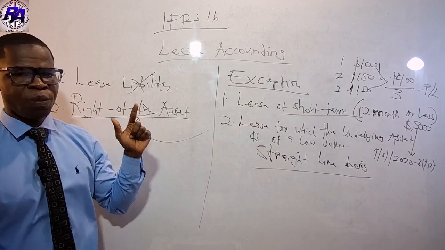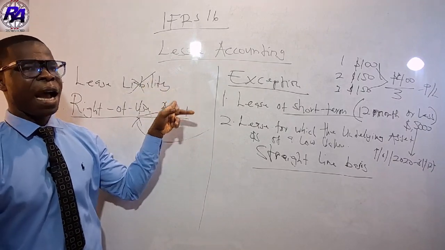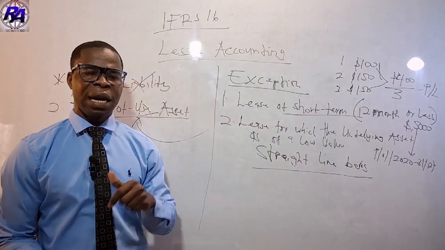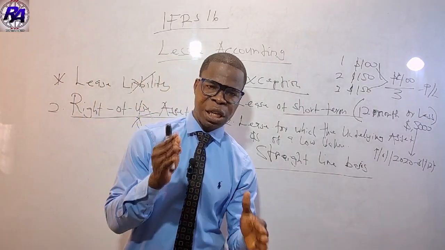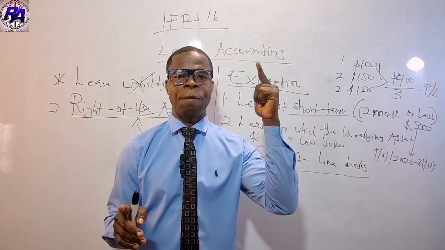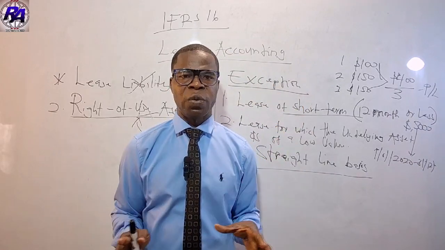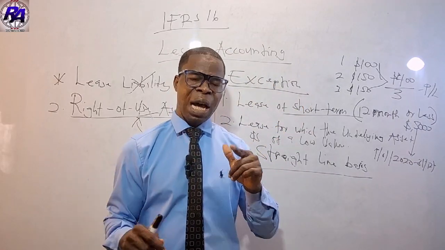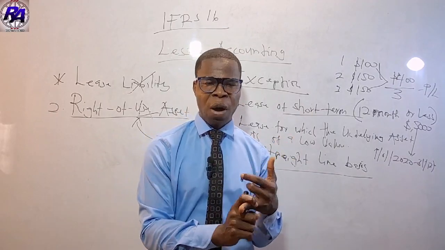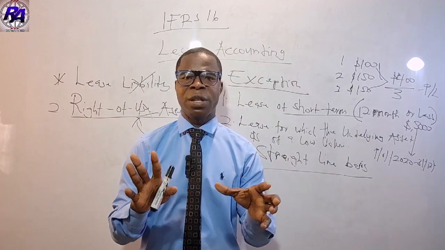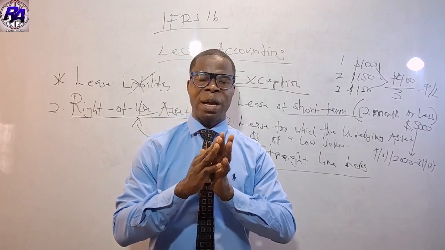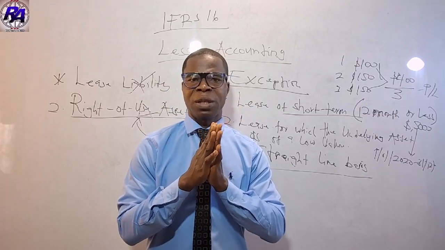Now let's look at how to measure the right of use asset and a lease liability. We will look at the initial measurement and a subsequent measurement. Remember that I indicated in our introductory video that when it comes to a lease contract, we have three things to do: how to account for the lease from the perspective of the lessee, from the perspective of the lessor, and then sale and lease back. Once we are able to cover all these, then we are done with IFRS 16, called Leases.